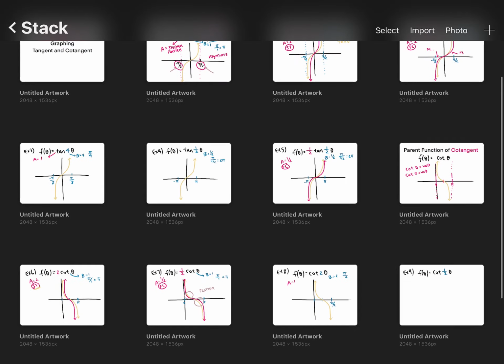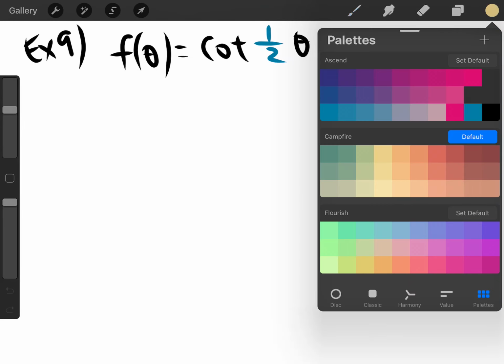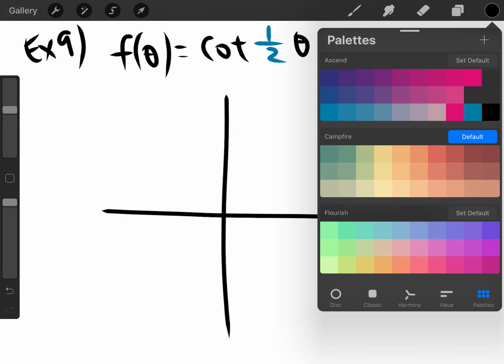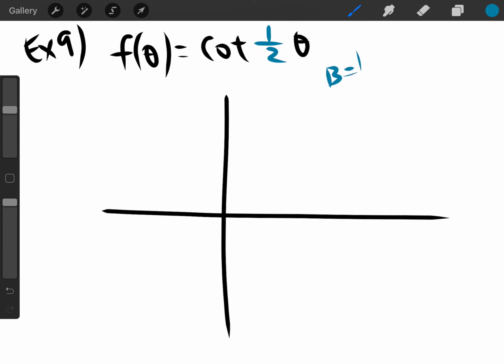Oops. Okay, number 9. So let's look at the x-y axis, and looks like my b value is 1/2. Make sure that I'm still recording. Okay, b equals 1/2. That means your period is going to be pi over 1/2. So that's going to be 2 pi. Okay, so it's going to be in a period of 2 pi. Okay, so between 0 and 2 pi, halfway is going to be pi.